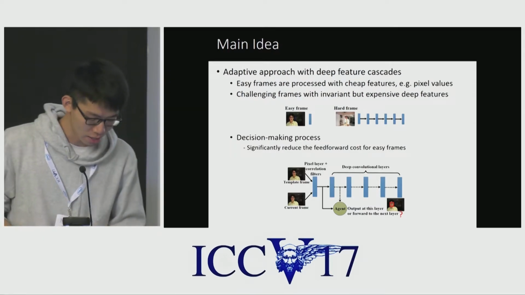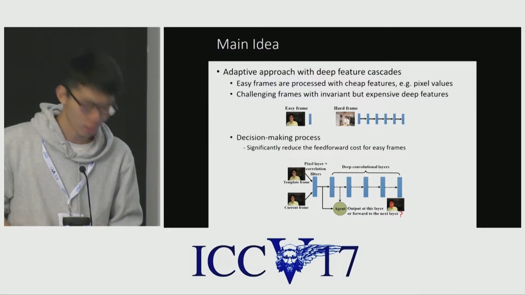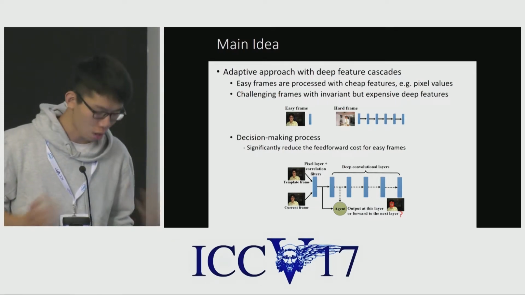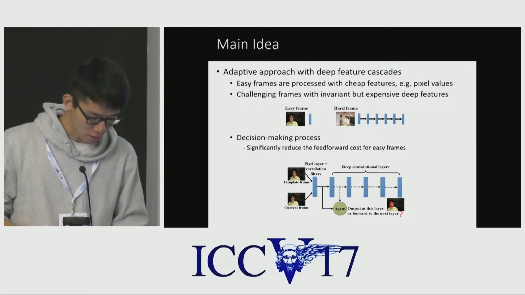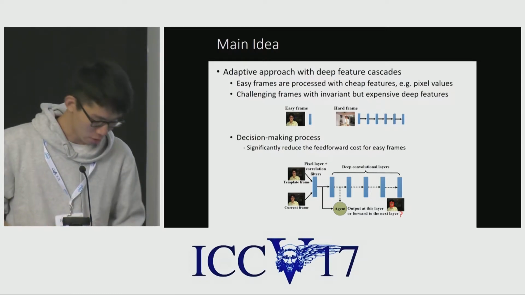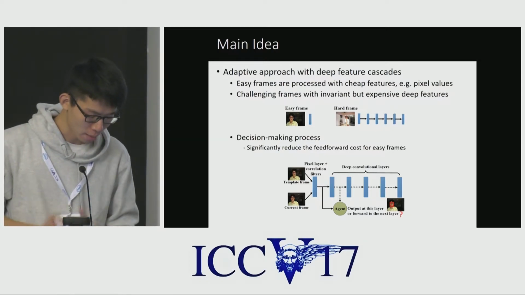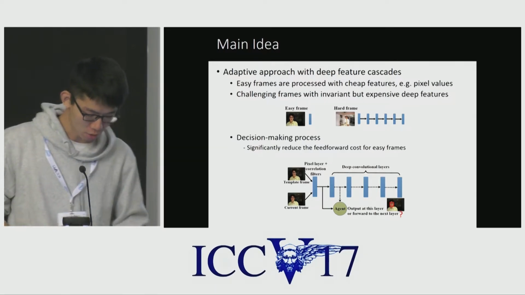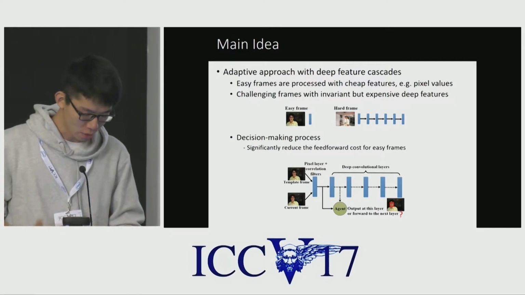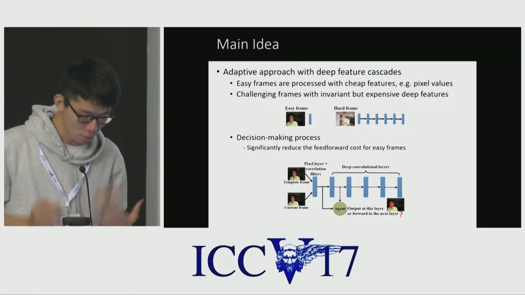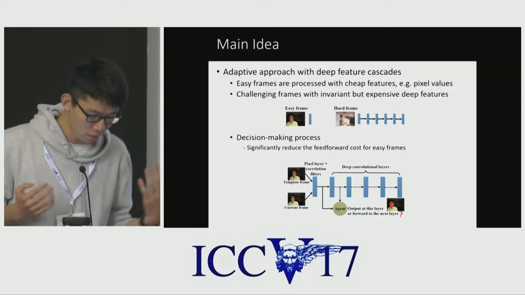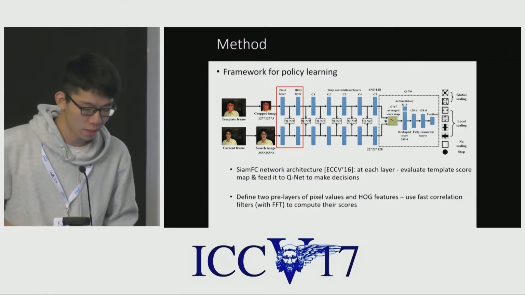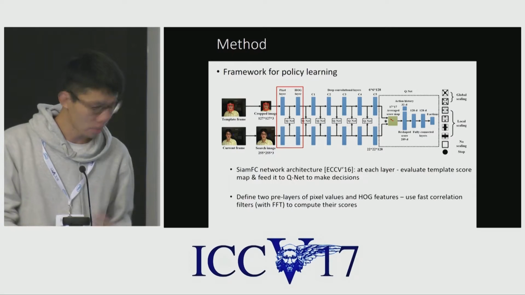So the idea is to take an adaptive approach with deep feature cascades. Ideally, easy frames are processed with cheap features, like pixel values or HOG features, and challenging frames are processed with invariant but expensive deep features. So this turns our adaptive tracking problem into a decision-making process. We propose to learn an agent to decide whether to locate objects on an early layer of a deep network, or continue processing in subsequent layers, or even simply use HOG or pixel values. Obviously, this will significantly reduce the feed-forward cost for easy frames.